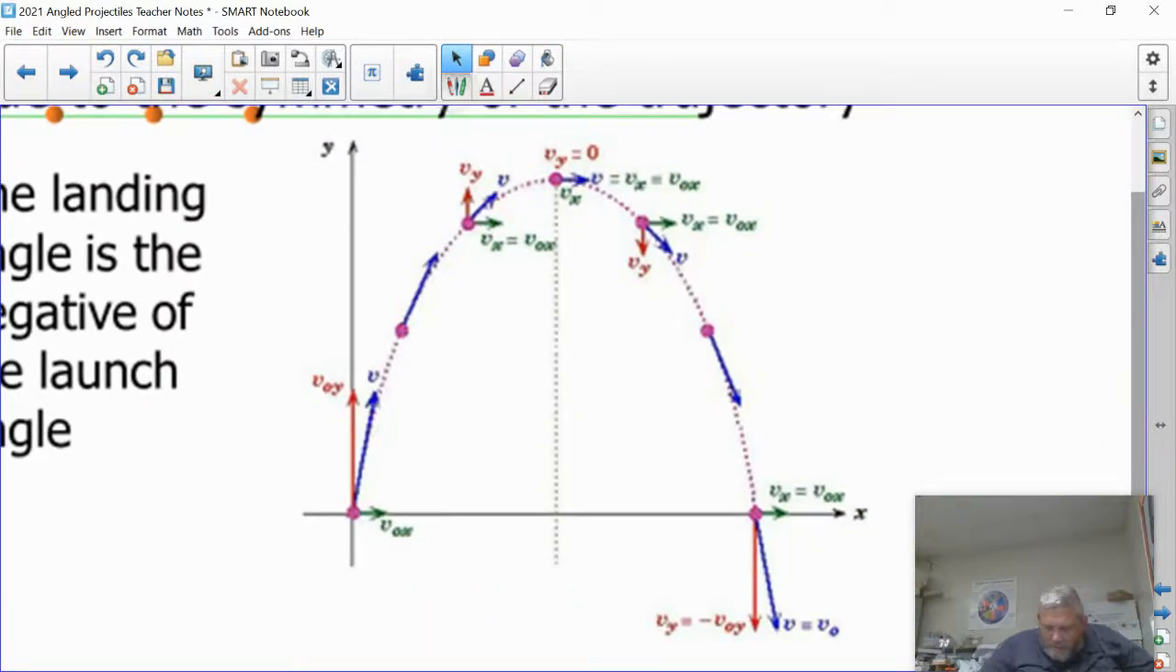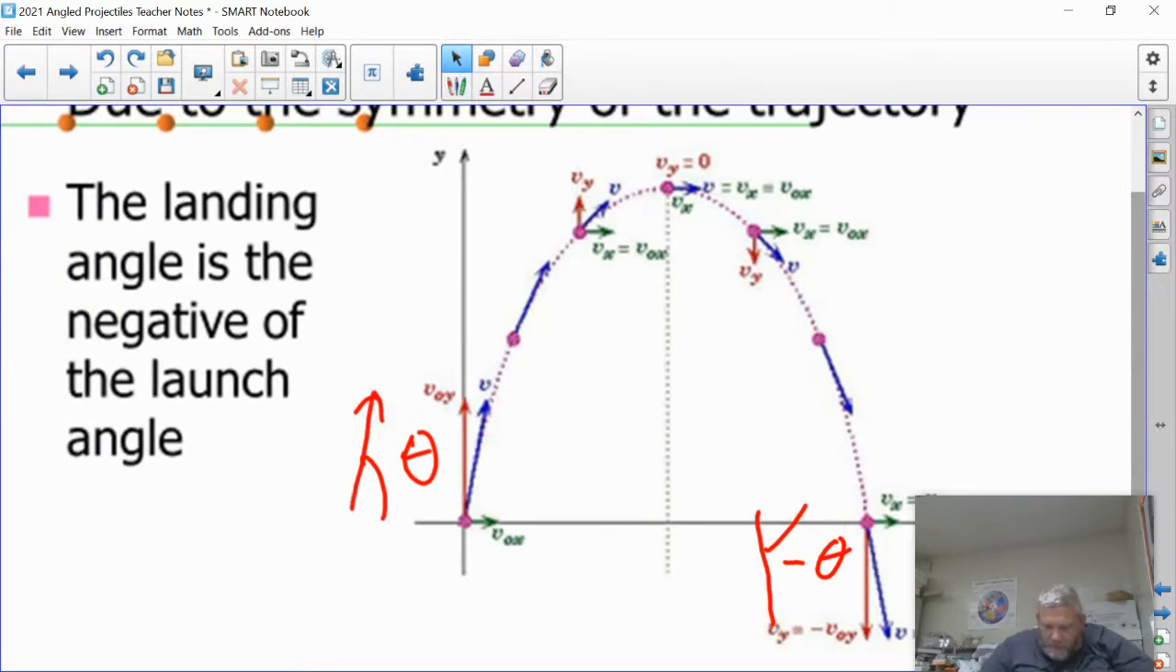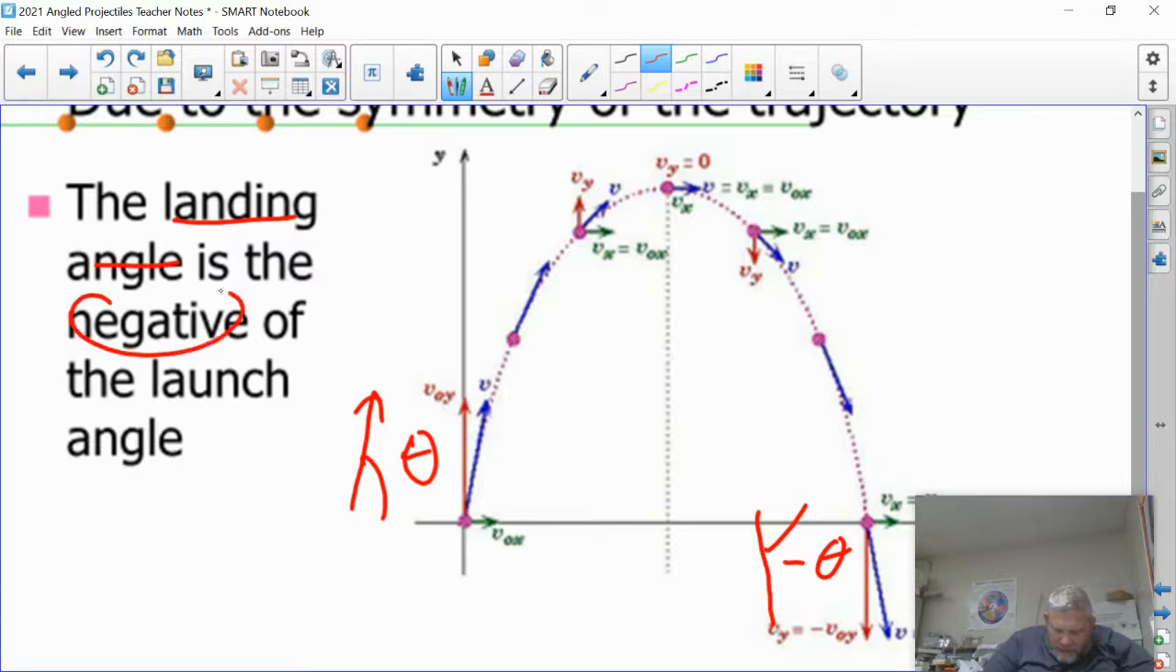All right, now, see how the angle here is positive. Notice the angle here is the same angle. If this is theta, this is just negative theta. So the landing angle is the negative of the launch angle. And that's because of the symmetry of the trajectory.